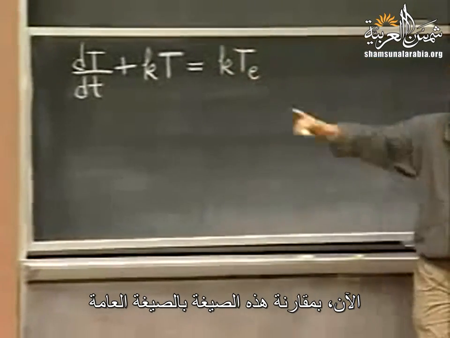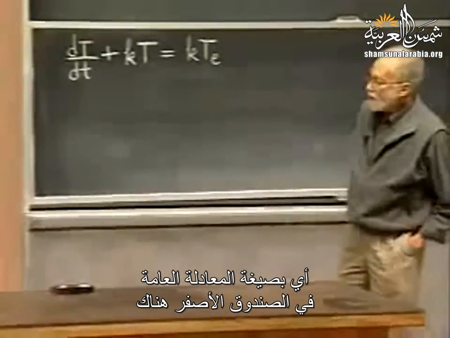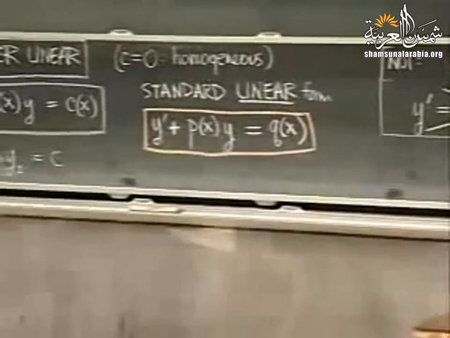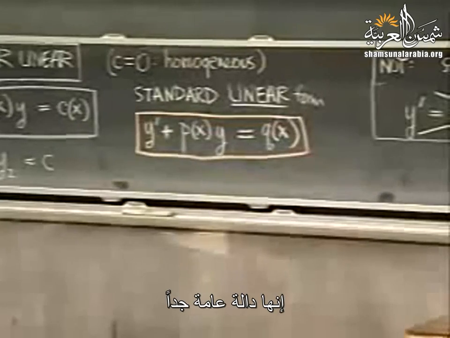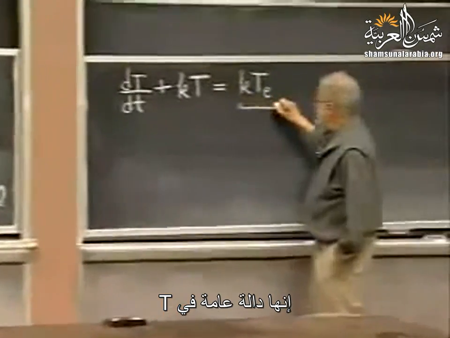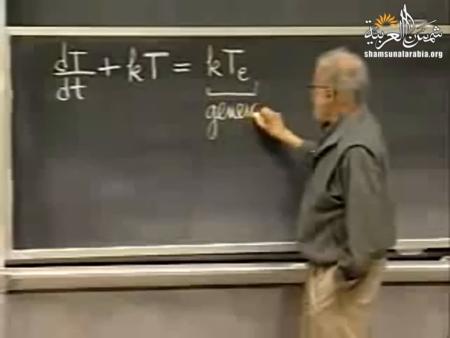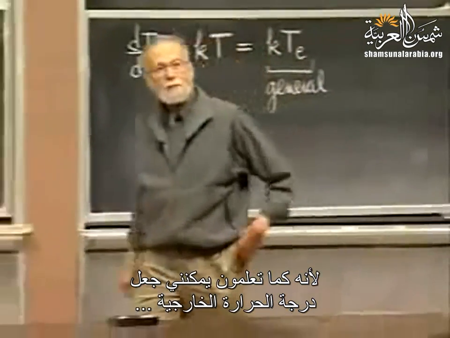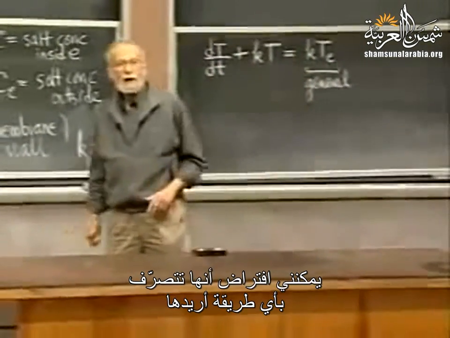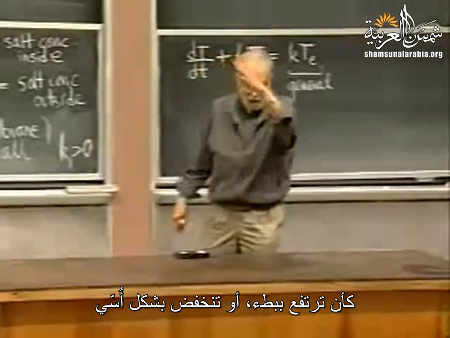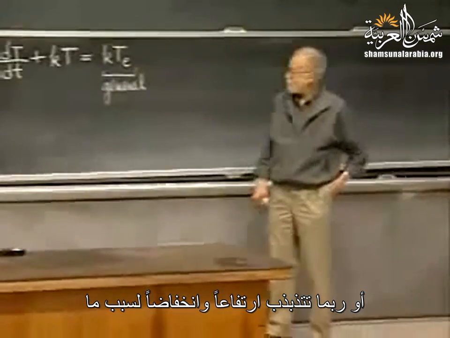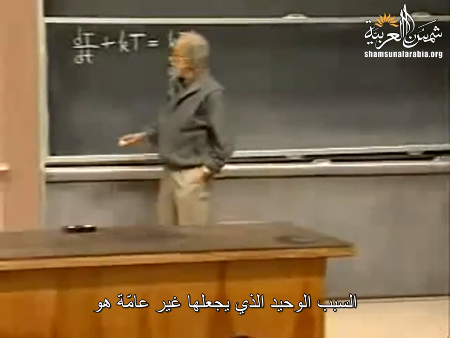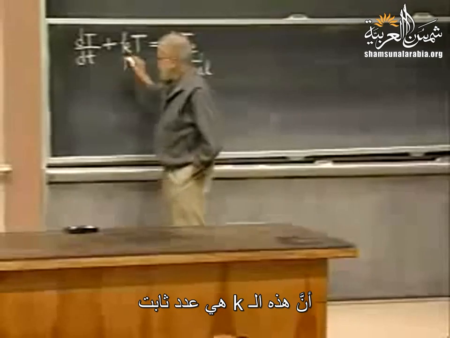Now compare that with the way the general equation is supposed to look, that yellow box over there, the standard linear form. How are they going to compare? Well, this is a pretty general function. This is a general function of t, because I can suppose the external temperature behaves in any way I like. Steadily rising, decaying exponentially, maybe oscillating back and forth for some reason. The only way in which it's not general is that this k is a constant.